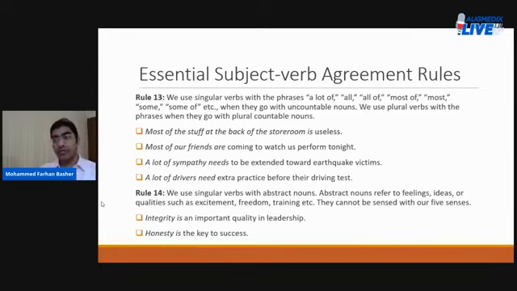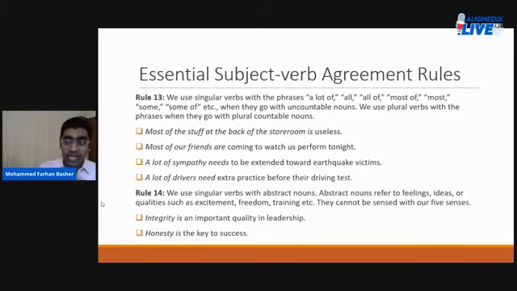In the third example, under rule number 13, we have a lot of sympathy needs to be extended to earthquake victims. Now, in this example, what do you see? A lot of sympathy, right? Now, sympathy is an abstract noun, right? Therefore, an uncountable noun. So you have the phrase a lot of with the word sympathy. So a lot of sympathy together forms a singular subject. Therefore, a singular verb must follow. So we have needs. So we say a lot of sympathy needs to be extended to earthquake victims.